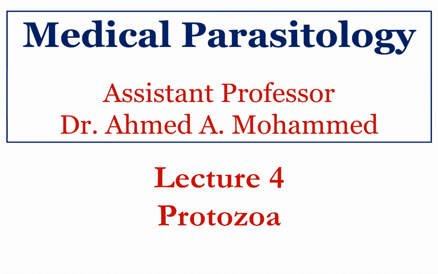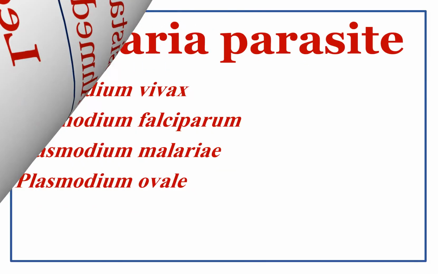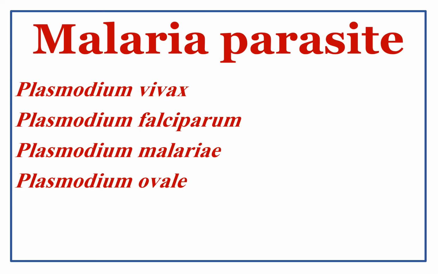Students, welcome to a new lecture of medical parasitology. Today we'll talk about a new group of protozoa. It's called sporozoa. The first example of the sporozoa is the malaria parasite. We have mainly four species that induce the infection in humans.